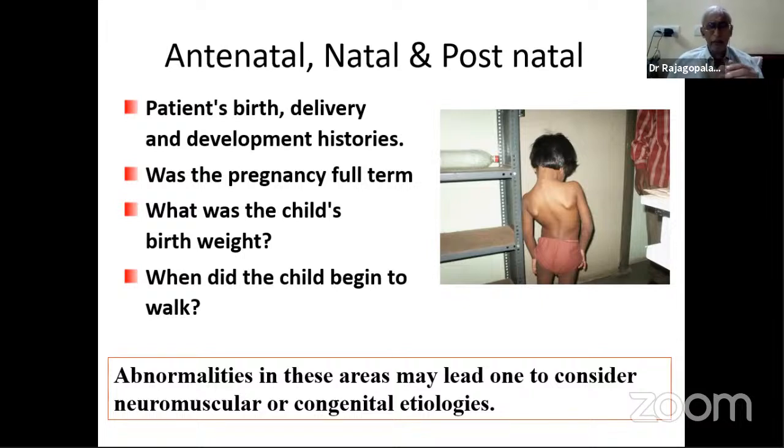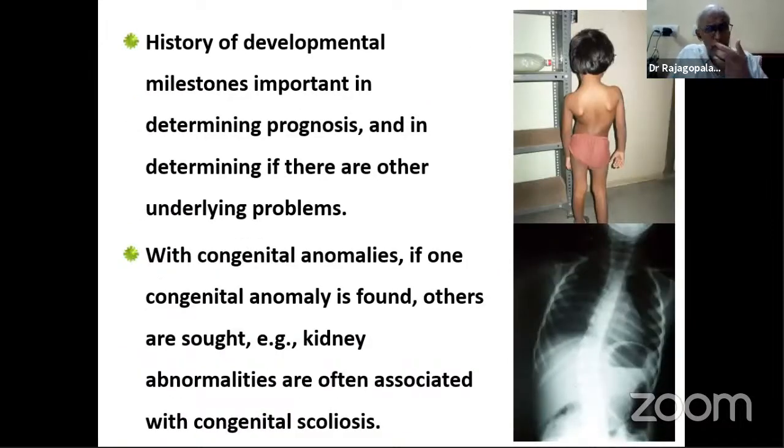But the important thing is, if you have a child or adolescent coming to you, and there is a problem with any of these questions, right from milestones to antenatal, family history, everything, it may indicate either a neuromuscular or congenital cause. That is the reason for asking these questions. There are many other questions that are important. For example, why do we ask about a congenital anomaly? If the patient has a congenital anomaly, you have a higher chance of having other congenital problems like scoliosis. And also the milestones.